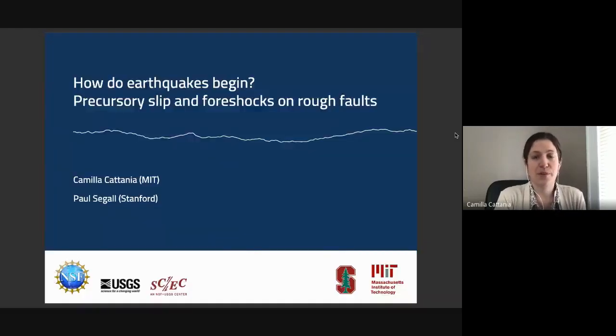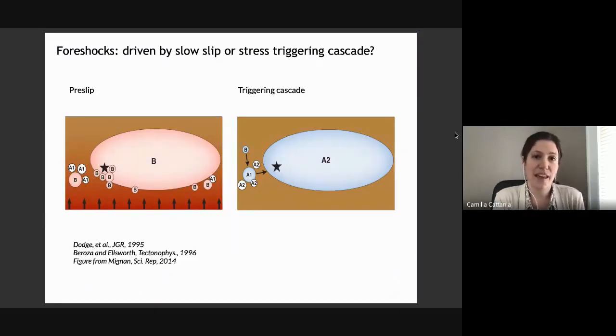So when we talk about the precursory phase of an earthquake, there are sort of two end member models that have been around for a long time and that have been debated for a long time. What you can see on the left is a pre-slip model in which foreshocks are assumed to be triggered by aseismic slip. And the idea is that you have an aseismic large-scale nucleation process which culminates in the main shock. And as you have this aseismic acceleration, foreshocks take place. On the other hand, we have the triggering cascade model on the right, in which foreshocks are simply driven by stress changes from previous foreshocks, and there is no underlying aseismic creep, and then eventually one of these foreshocks grows into a larger earthquake.